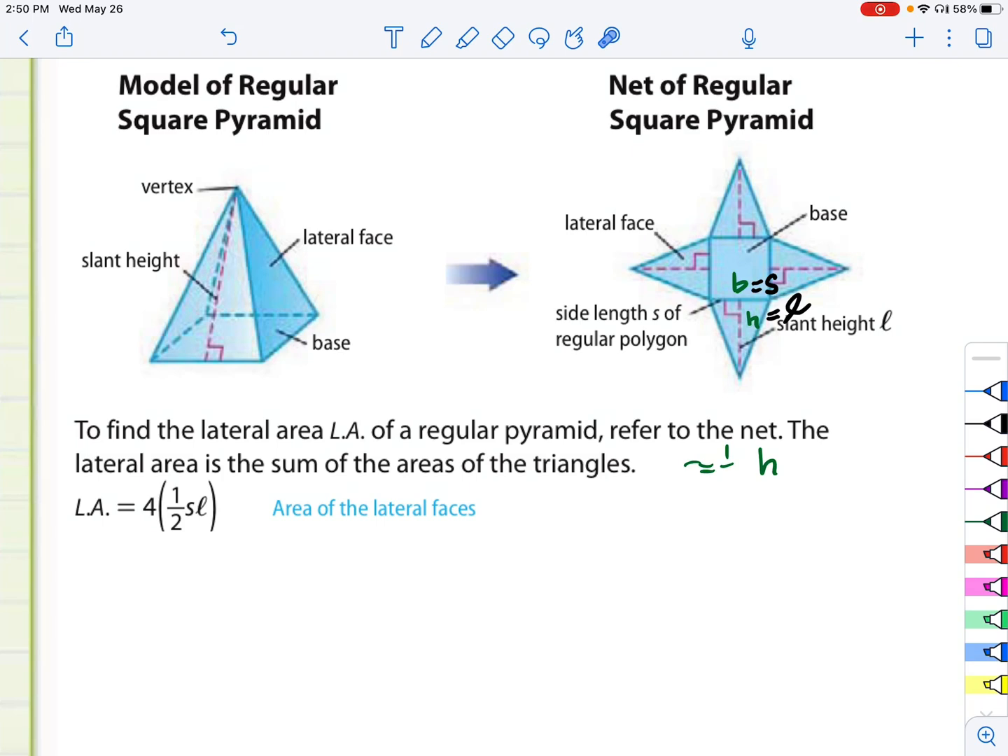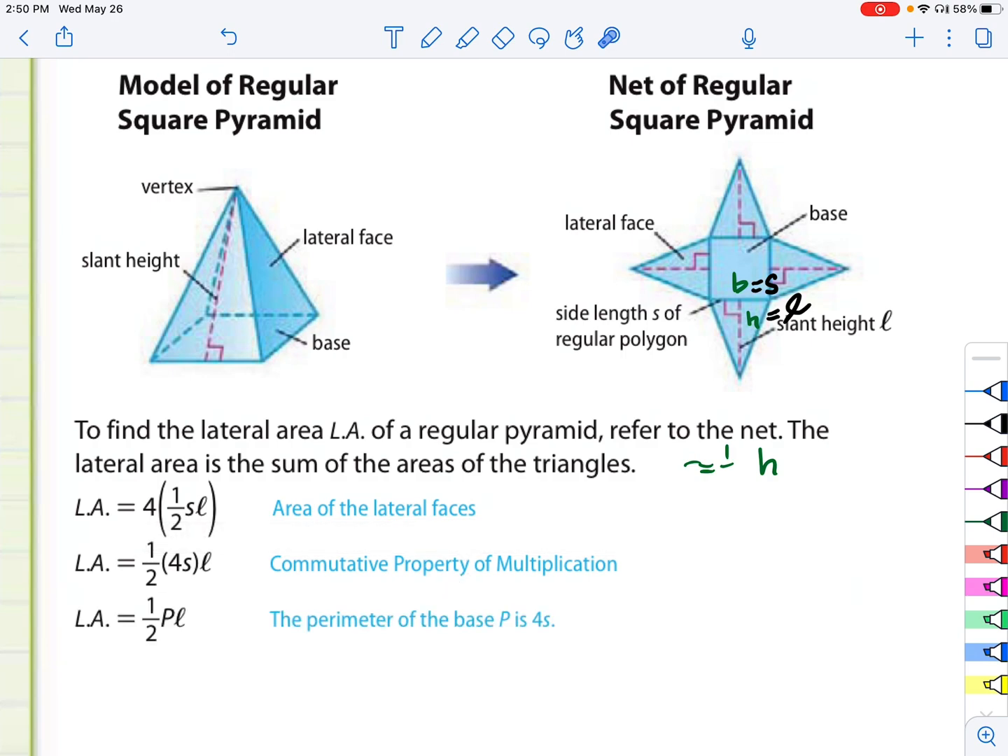From there, we use the commutative property of multiplication. Using the commutative property of multiplication, we do 1/2 times 4s times L. And we know that 1/2 times 4 is 2.